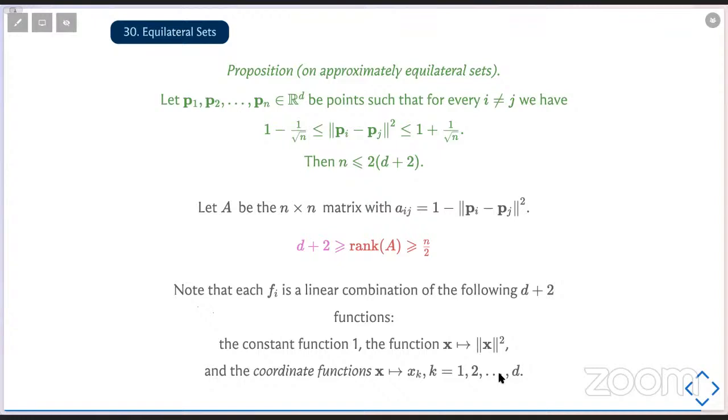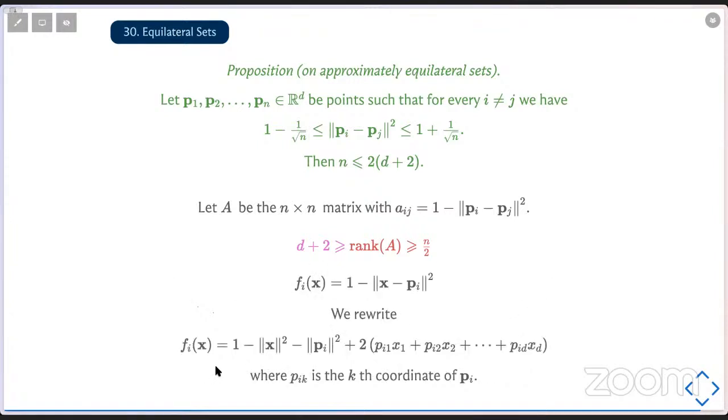And if you think about the vector space that's generated by these D plus 2 functions, because this is a generating set, that has dimension D plus 2. And all of my Fi's are sitting in that space, right? So the collection of the Fi's, the n of them, in terms of dimension is really D plus 2. So you can think of this as indirectly bounding also the rank of A, because these Fi's express the entries of A.